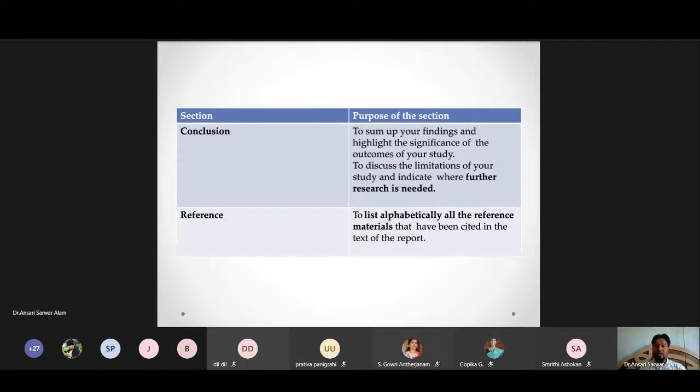Now the conclusion section. In the conclusion section, you are supposed to sum up your findings and highlight the significance of the outcomes of your study, and you will be discussing the limitations.